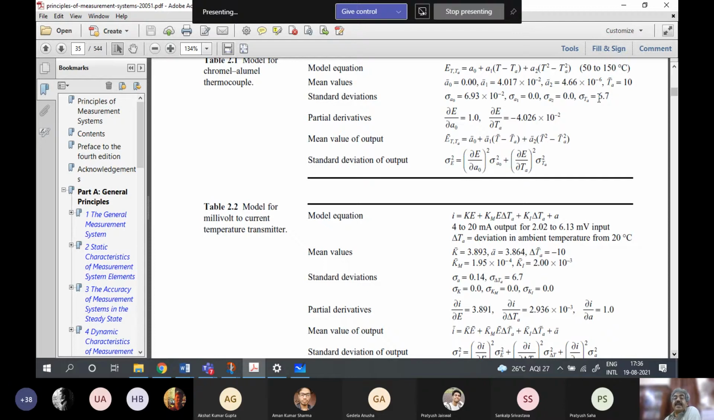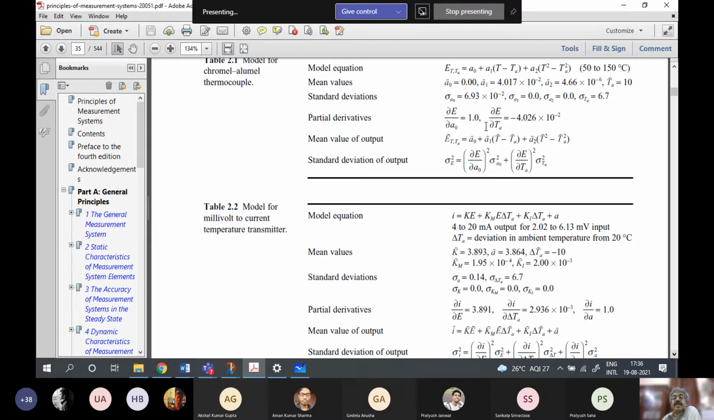So they're talking of a Western country. Typically in a Gaussian distribution, you can say that the temperature stays within plus minus 3 sigma 99% of the time. So they're saying that the mean value of the ambient temperature is 10 degrees, and the ambient temperature can vary from minus 10 to plus 30. Almost always it is within that. So that's why they have chosen sigma TA to be 6.7.